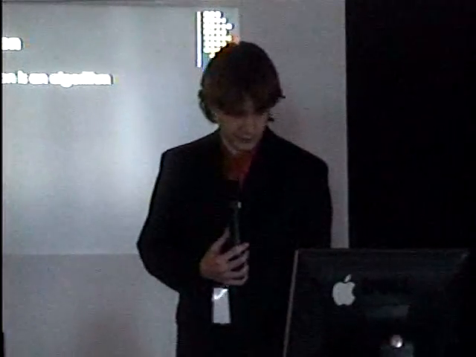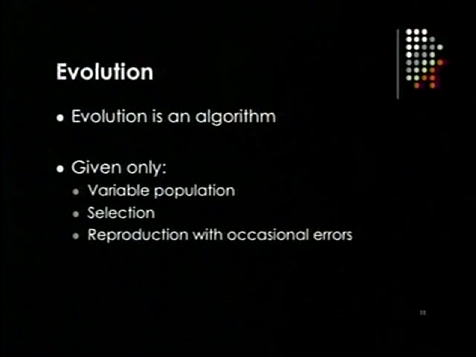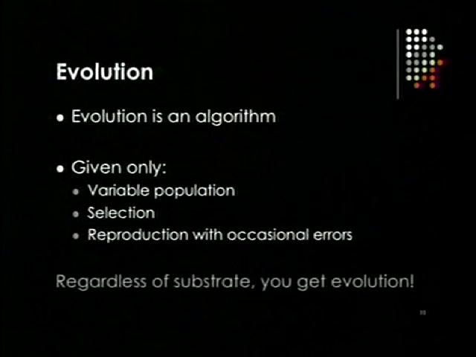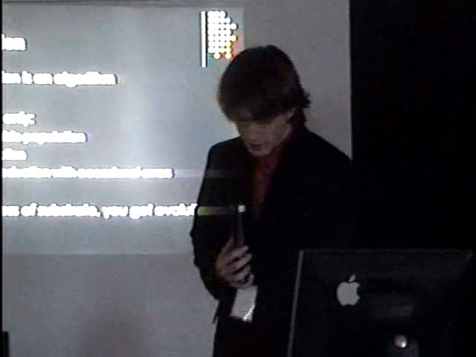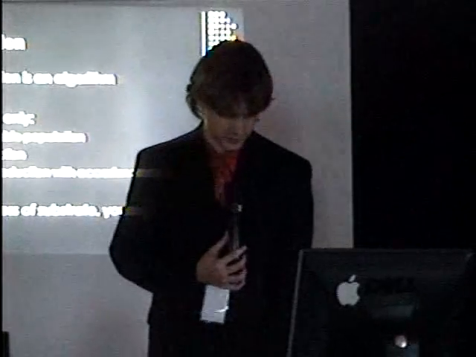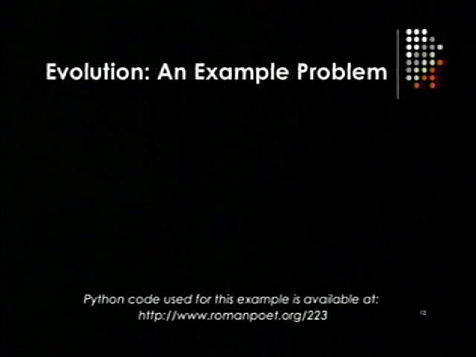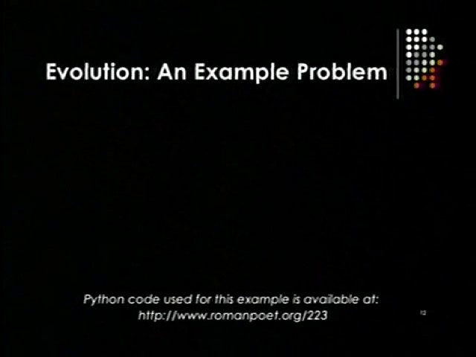So basically, for evolution to work, you only need three things. You need a variable population, selection, and reproduction with some errors. With that, you get evolution. It doesn't matter what it's in. It can be in animals, humans, computer code, water. Anything you want, it works. So here again, to convince perhaps some of you skeptics of evolution, there may be a few of you, a nice little toy problem I came up with.